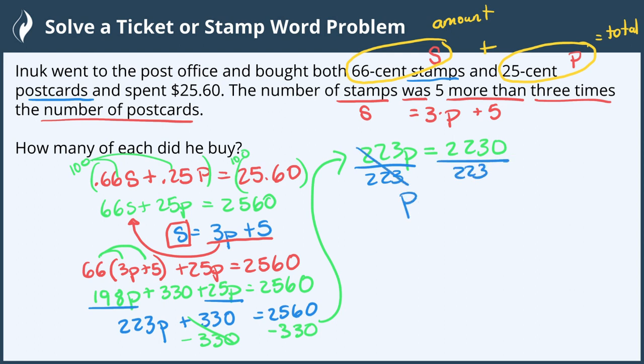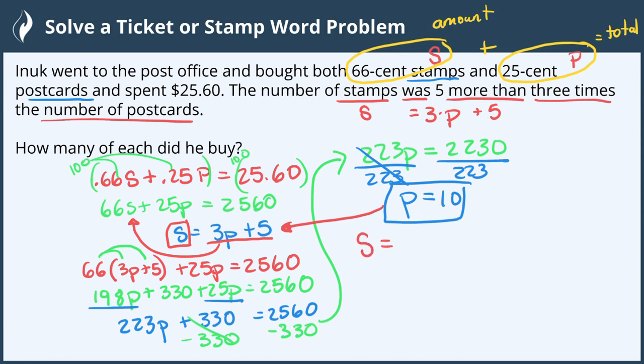On the left side, we're left with p, and on the right side, 2,230 divided by 223 is 10. This means that Enoch bought 10 postcards. Now we can substitute this back into the second equation. We could choose the first, but the second is already solved for s, so I'm going to choose that.